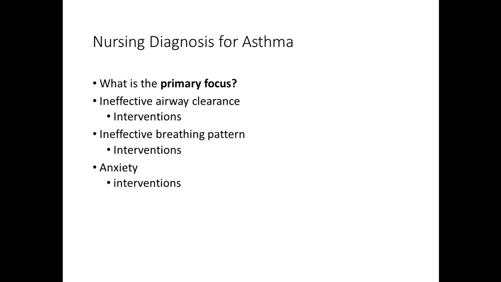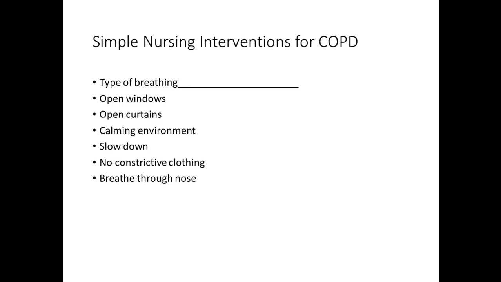There you go. Nursing diagnosis for asthma. You can keep this and use it for your NPWs. I'm not too worried. Ineffective airway clearance, ineffective breathing pattern, anxiety. What is the primary focus for your patient? I feel like we've gone over this. We have gone over this. What type of breathing are we gonna do? Ah, pursed lip breathing.